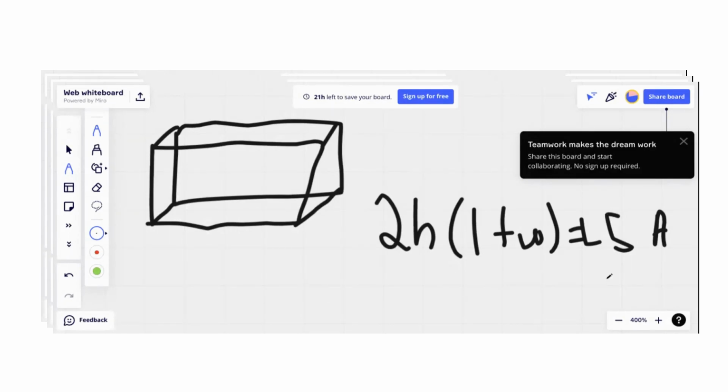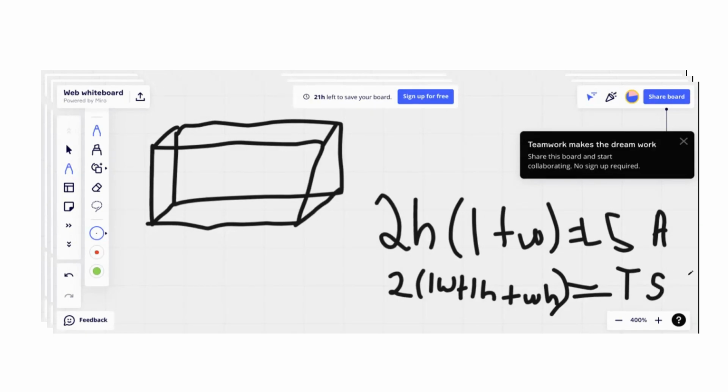To find the TSA, it's a bit more complex maybe. It's 2 times length times width plus length times height plus width times height. So this is our TSA.